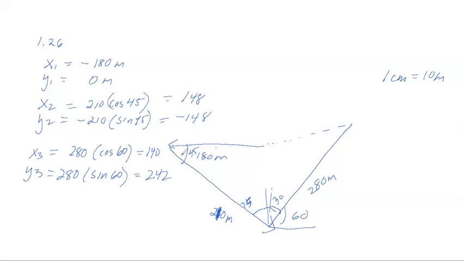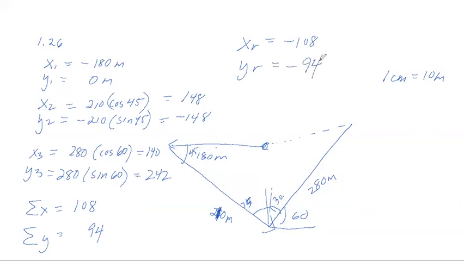Now I can go ahead and add up my resultant vectors. The summation of the x's is going to be 108, and the summation of the y's is going to be 94. Now, in order to get my resultant vector back to here, I'm going to take the negative of these. So x resultant is negative 108, and y resultant is negative 94. Okay, so now that's great. I've got my Cartesian coordinates. Now we love to convert to polar when we're doing this stuff. So let's go ahead and do that.